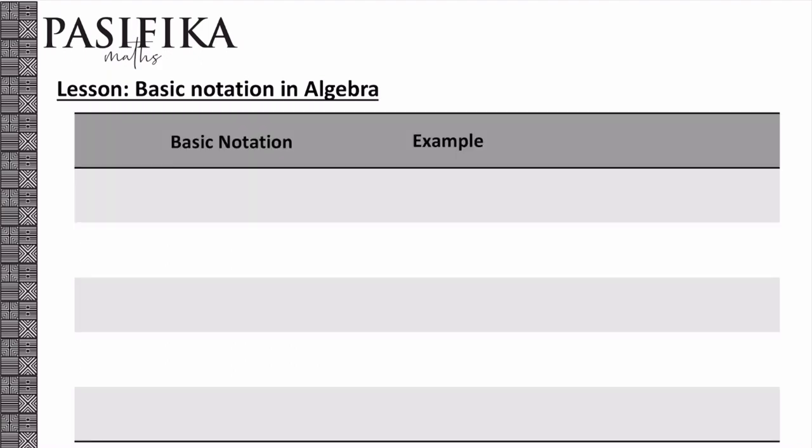In today's lesson, we are going to look at basic notations in algebra. Let's jump straight into it. In algebra, we do not use the multiplication sign. What does that mean? Instead of writing 3 times a, we just write 3a. We know that that's 3 times a though.